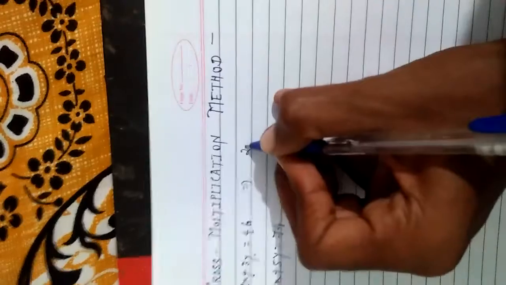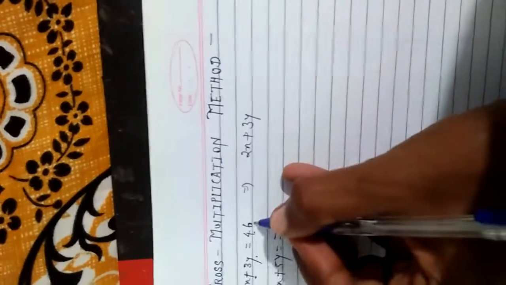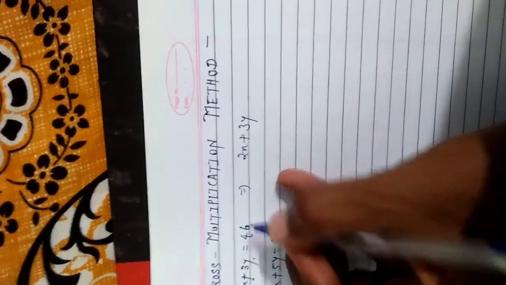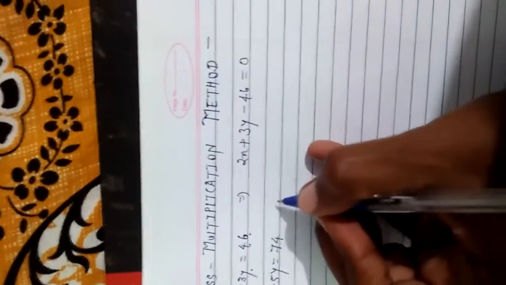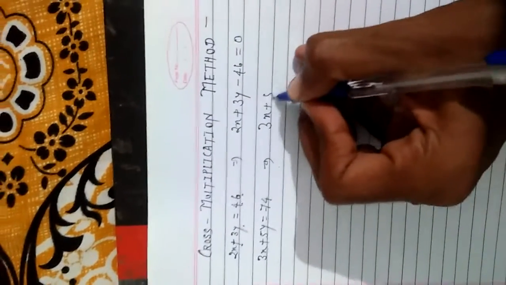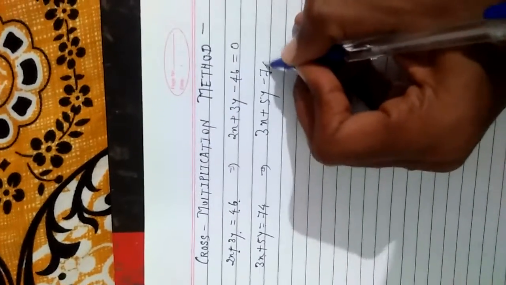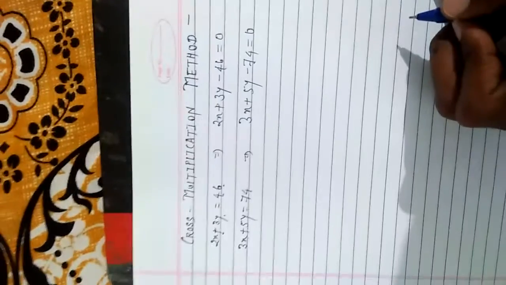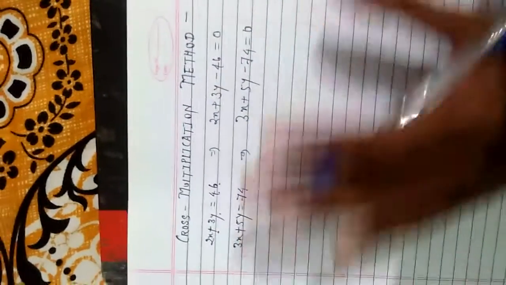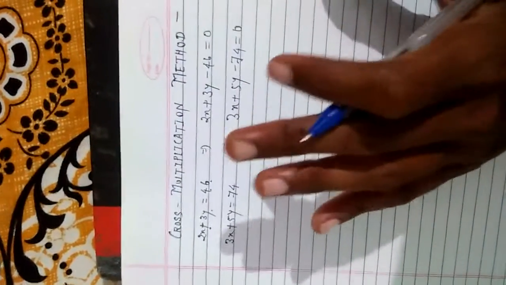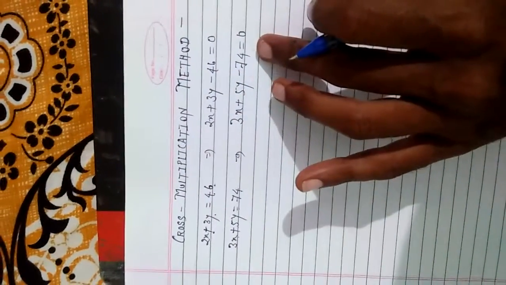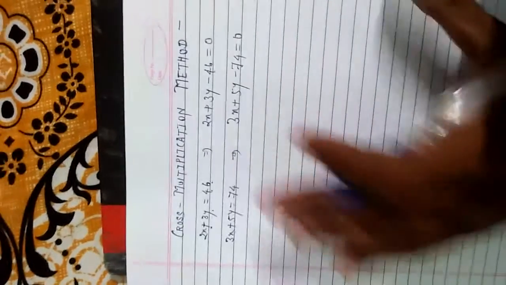So 2x plus 3y and this 46, when we are taking this 46 on the left hand side, 46 becomes minus 46, equals 0. Similarly here, 3x plus 5y minus 74 equals 0. This is the first thing we have to do in the cross multiplication method. First we have to arrange it this way. Now we are going to see how to solve this.